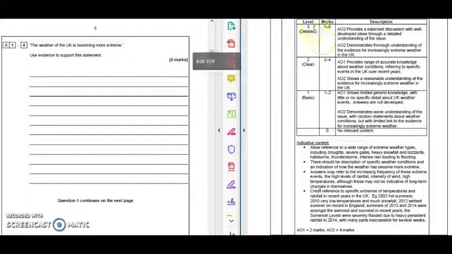6 marks. Now you've probably heard us talk about level 3 answers. These are 5 or 6 out of 6. We need to provide a balanced discussion with well-developed ideas through a detailed understanding of the issue, and demonstrate thorough understanding of the evidence for increasing extreme weather in the UK. So we've had this question, I think, in a few mocks. A few of you haven't talked about the UK. You've just been very general with a pattern of weather. That won't get you many marks for this question.